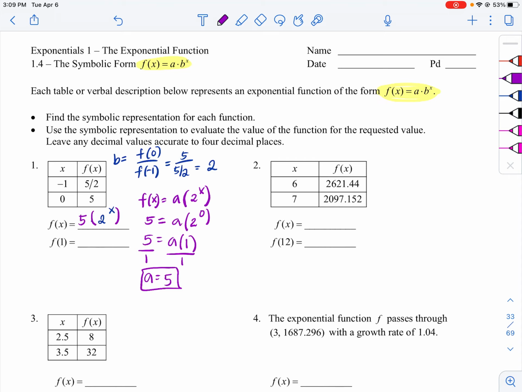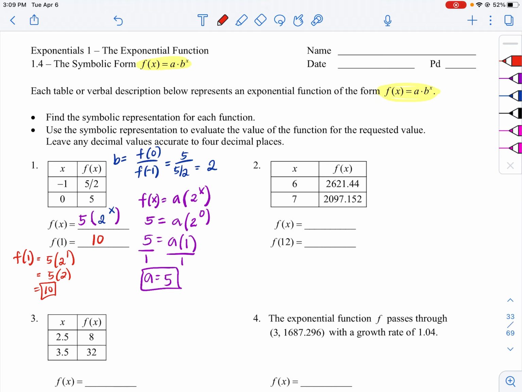So let us solve f of 1. F of 1 equals 5 times 2 to the power of 1. 5 times 2 to the power of 1 is 10. So the missing number there is 10. There you go. We just finished number 1. Not that bad, right?